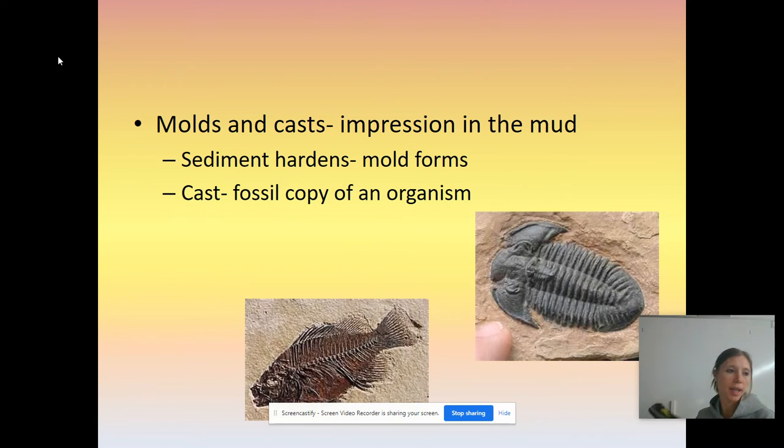The next type of fossil is molds and casts. So I'm on the next page of your notes. Molds and casts are impressions in the mud, and the cement hardens. A mold forms. A cast would be then a fossil copy of an organism. So you can either have a mold or you can have a cast. A cast would be the copy of the whole bone. They make casts sometimes of dinosaur heads and things, and it's like a fake fossil essentially because it's just the form of what it looked like. That would be a mold and a cast.